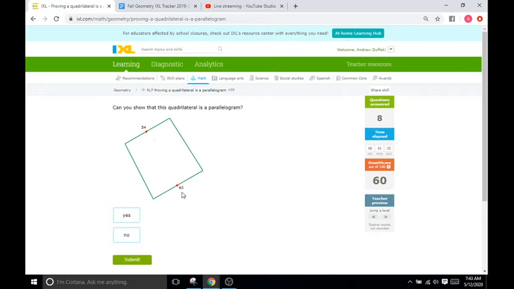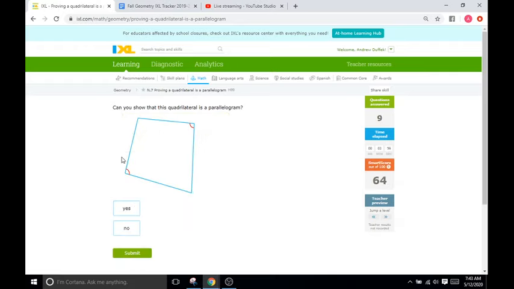54 and 60. So this is going to be a no because these have to be the same. The reason is, if this is shorter than this side, which it is, these are going to be slanting in different directions. This is going to be slanting toward the 54, and this is also going to be slanted toward the 54. So this is kind of a negative slope, and this would be more of a positive slope. So these cannot be parallel right here if they're different lengths. So definitely not. Can you show that this quadrilateral is a parallelogram?